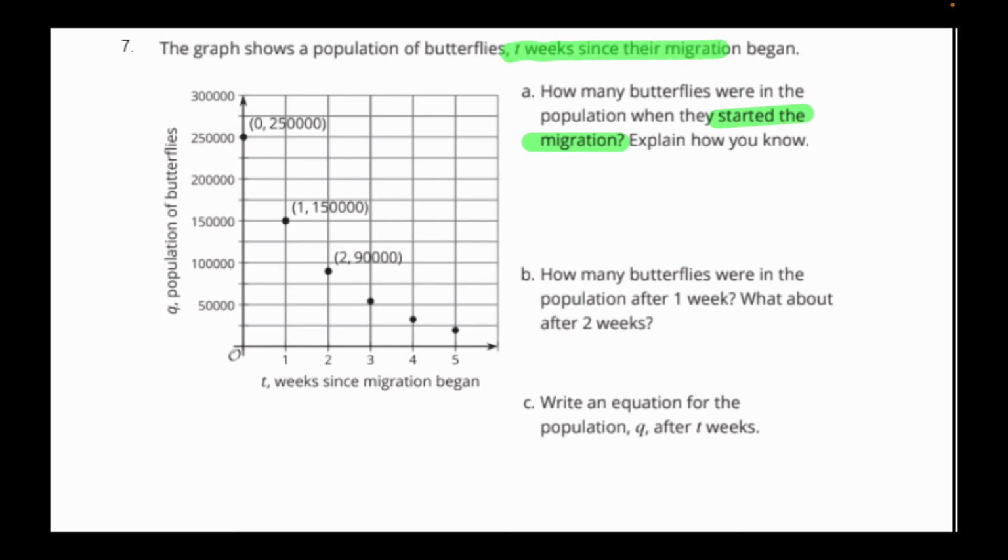If T is weeks since the migration began, then I'm going to use my vertical intercept, which is my initial value. So this is 250,000, which is the vertical intercept. So I'll say the vertical intercept shows the population at week 0.